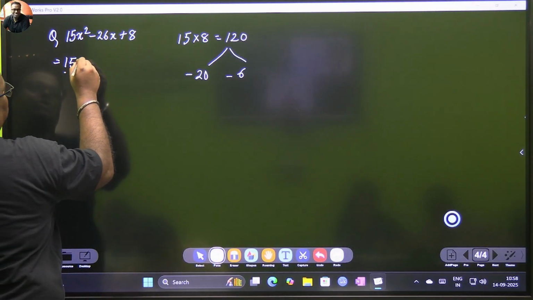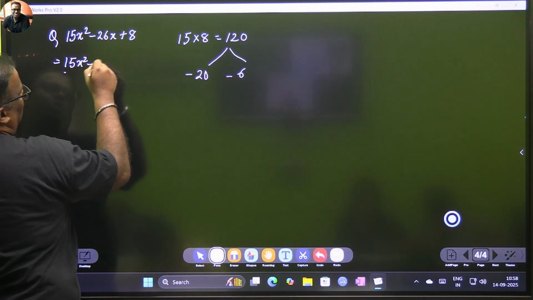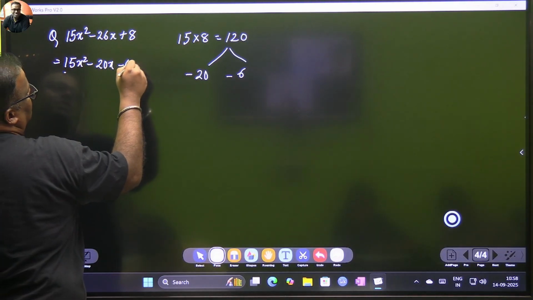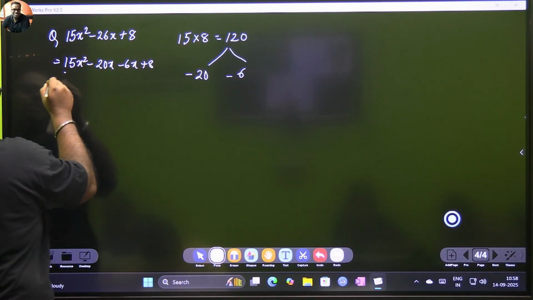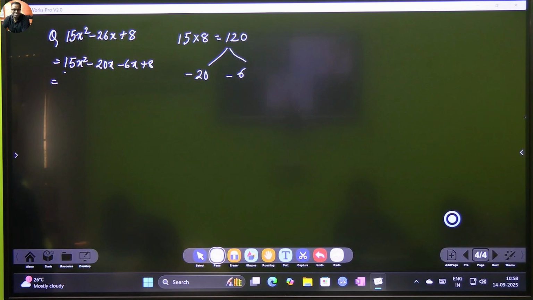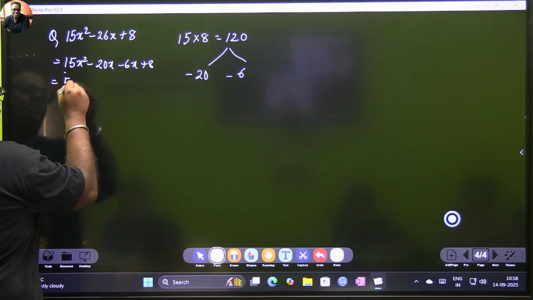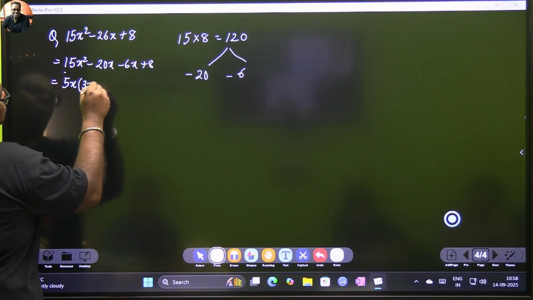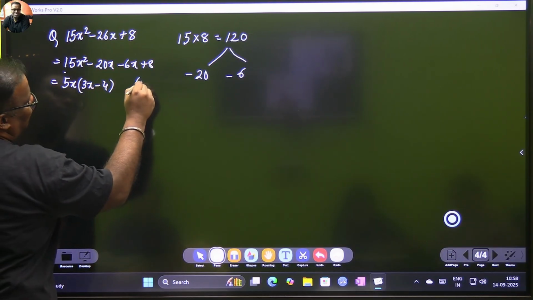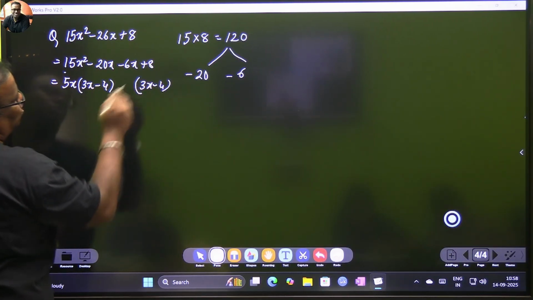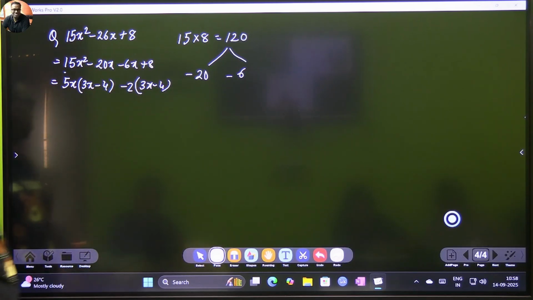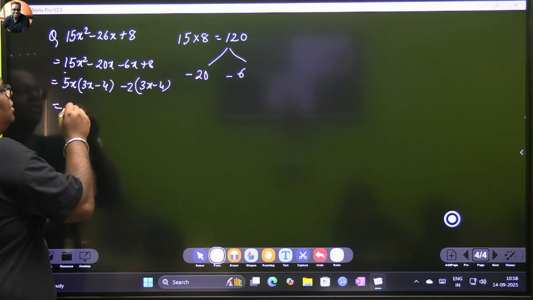15x square. And then it's the previous problem. 20x minus 6x plus 8. Now let's see. Between 15 and 20, what is the HCF? Take the HCF. 5. Okay. That means 5x can be taken common. It is 3x minus 4. And here you have to get 3x minus 4. So what do you take common? Negative 2.